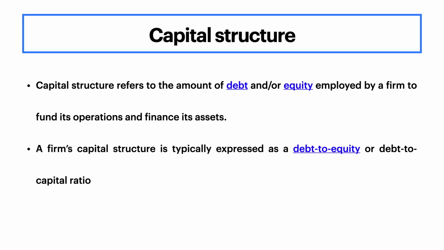Starting with the meaning of capital structure. What is the meaning of capital structure? It refers to the amount of debt or equity employed by a firm to fund its operations and finance its assets. A firm's capital structure is typically expressed as a debt to equity or debt to capital ratio.